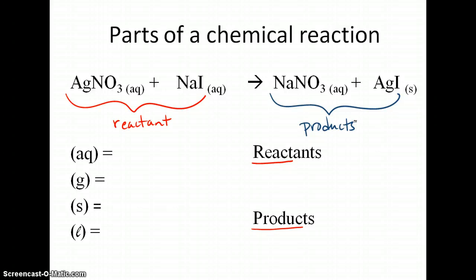So reactants are the things you mix together. They're always to the left of the arrow. The products are what you made, and they're to the right of the arrow. If this was a recipe, the reactants are the ingredients. The product is what you made, like chocolate chip cookies.